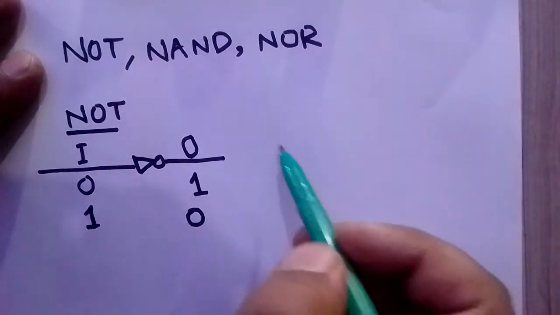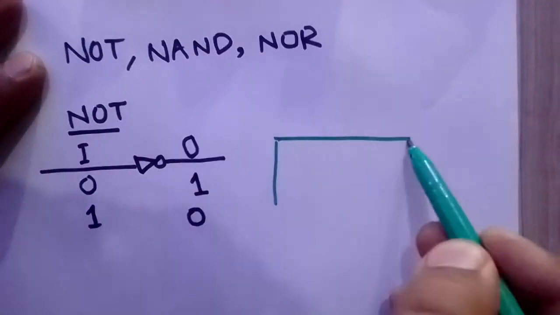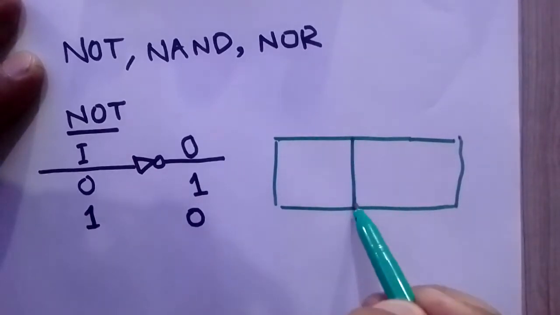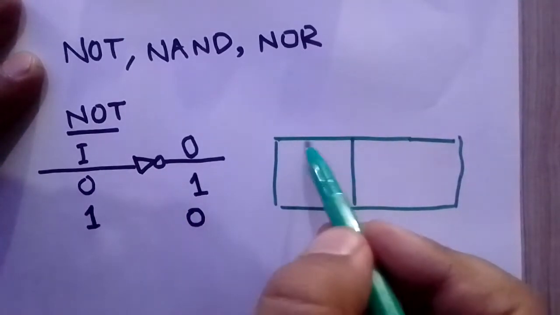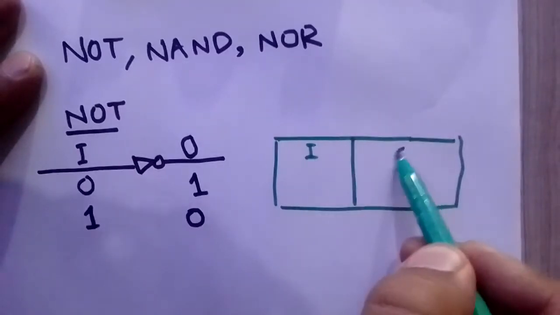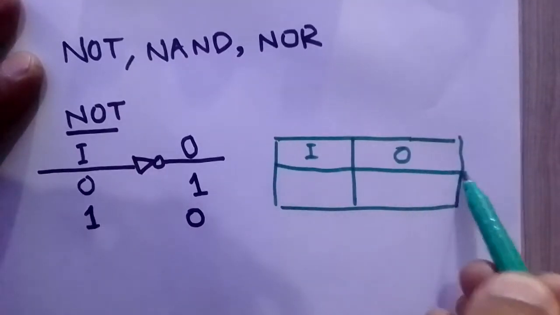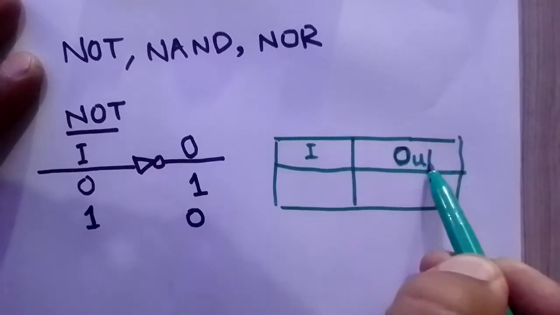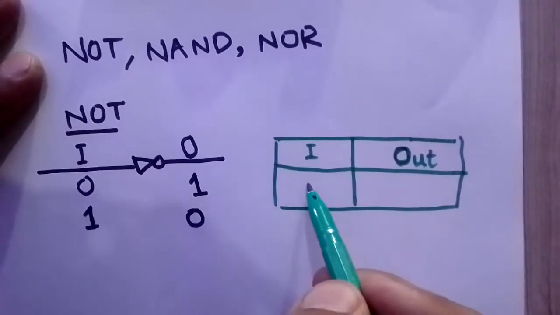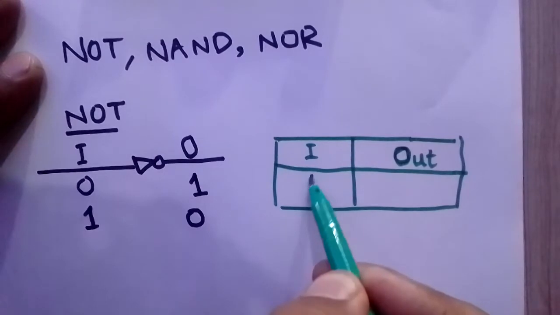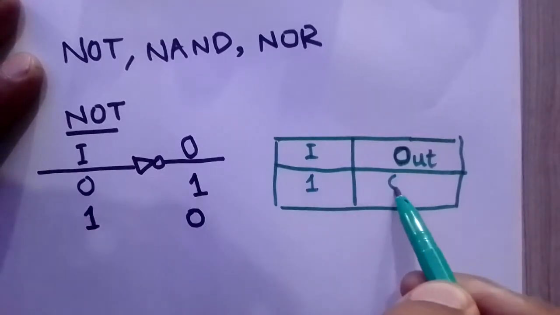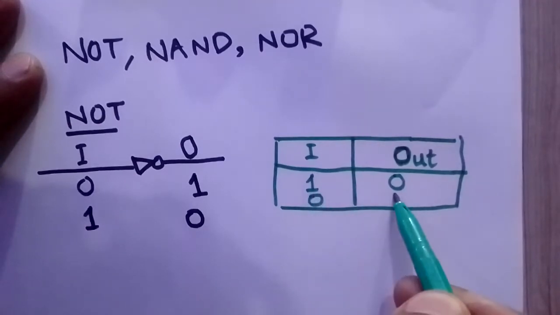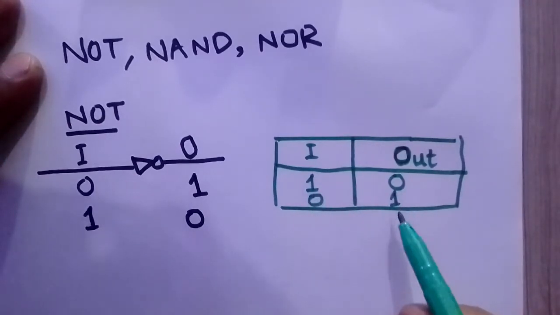So let us draw the truth table of digital NOT gate. Okay, so here is the truth table of digital NOT gate. It has one input and one output. So this is input and this is output. Okay, so when input is 1, it will invert it and give the output 0. When input is 0, it will invert it and give the output 1.